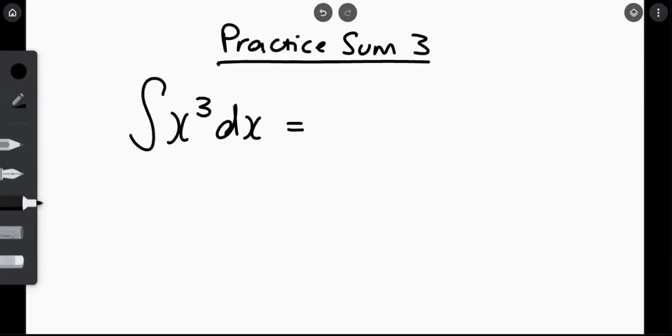Okay, time is up. Let's review the answer. So for the answer, it will just be very simple. It will just be x to the power 4 over 4 plus c. Okay, I hope you got this right.